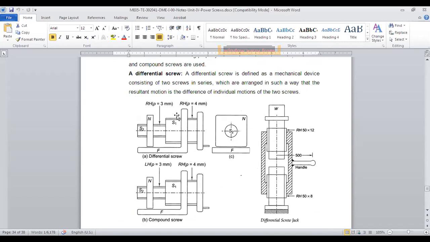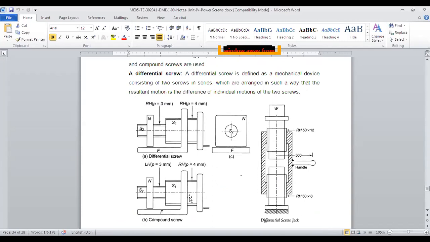The only difference between the differential screw and the compound screw, there are two diagrams. The only difference is here, the pitch is 4 mm for S1, and both of them are right-handed, and S2 is 3 mm pitch, but one is right-handed and one is left-handed.